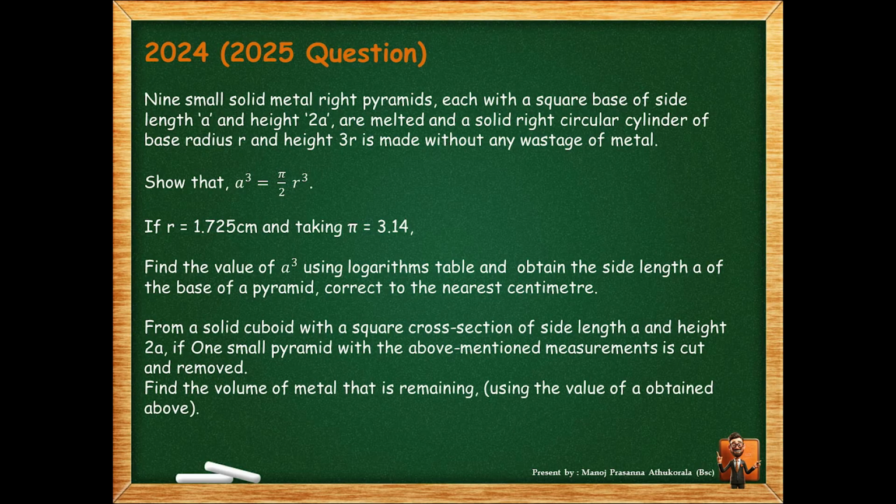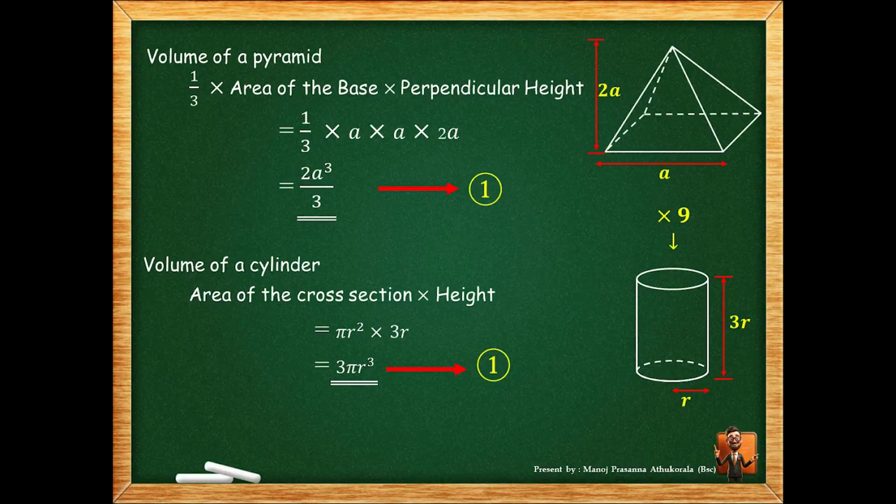Before solving, try to imagine the situation given in the question. 9 small solid metal pyramids are melted, right? And using that metal without any wastage, a right circular cylinder is formed. The base radius of the cylinder is R and the height is 3R. First, we have to show that A cubed is equal to 5 upon 2 R cubed. Let's see how to do that.